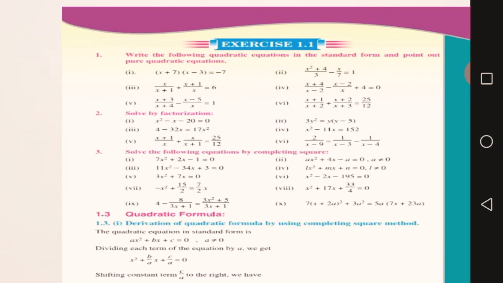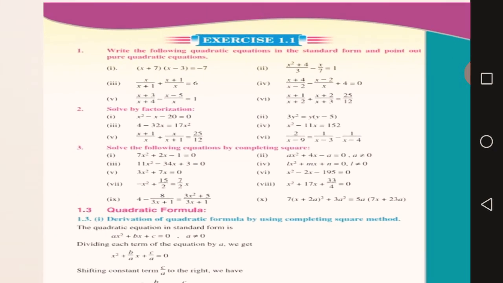So we will solve it as we have done in class 9th. We know how to solve these equations. Rational equations or simple equations, we all know how to solve them. Let's see the first part.